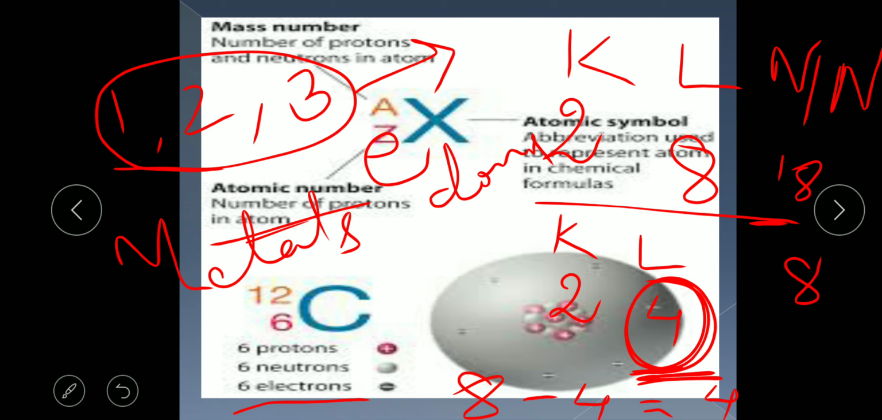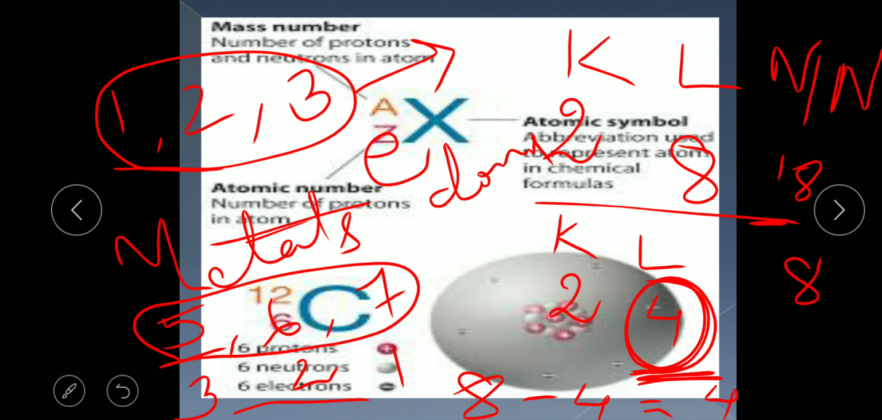Okay. Then if the element is having 5, 6 and 7 electrons in the outermost cell, what will be its valency? 8 minus 5, that is 3. 8 minus 6, that is 2. 8 minus 7, that is 1. Such elements will take the electrons to fulfill the octet. So this one will take how many electrons to fulfill its octet? That is 3. If the element is having 6 electrons in the outermost cell, it will take how many electrons? That is 2.